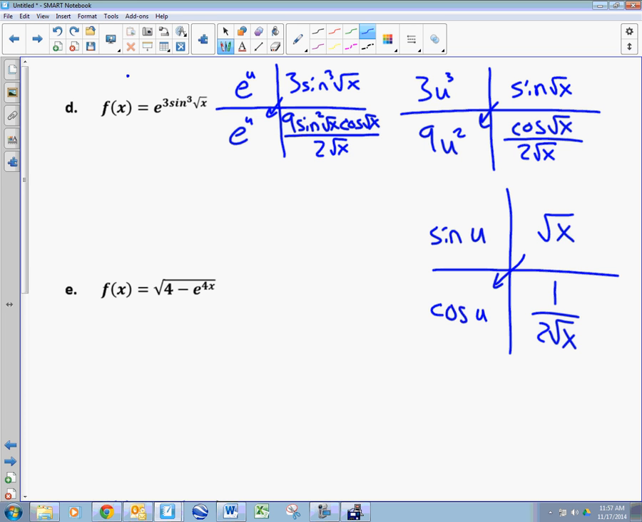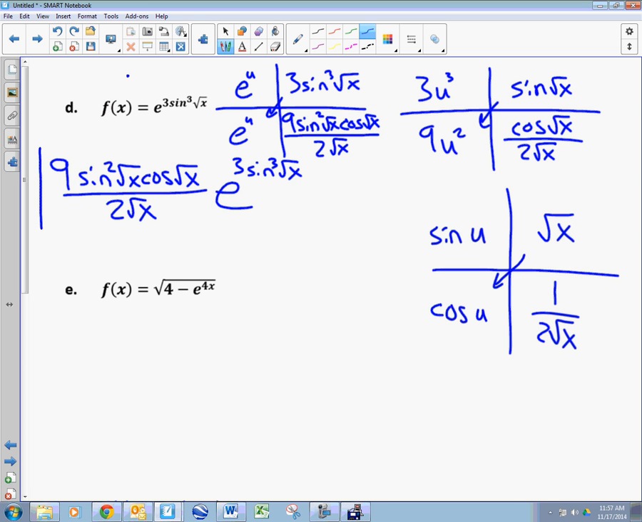So now we can multiply everything together. What do I do with that 3 sine cubed of the root of x? I put it where u is, so it's going to be sitting in the exponent. So I'm going to choose to write this 9 piece first: 9 sine squared of the root of x cosine of the root of x all over 2 roots of x times e to the 3 sine cubed of the root of x, and that's the derivative.